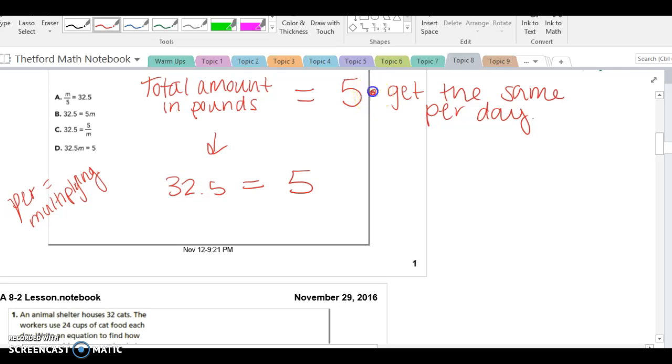So I'm going to go back and add a multiplication sign in between there, now that I know that per means multiplying. So I know that there are 5 lions and they get the same amount of meat per day, but I don't know how many days. And that's okay. That just means that's going to be my variable.